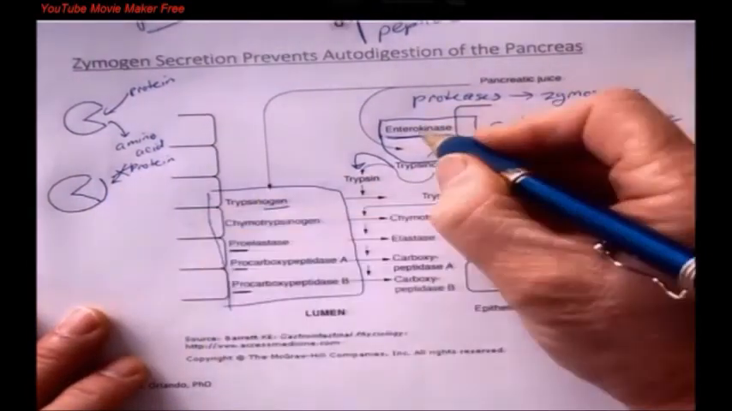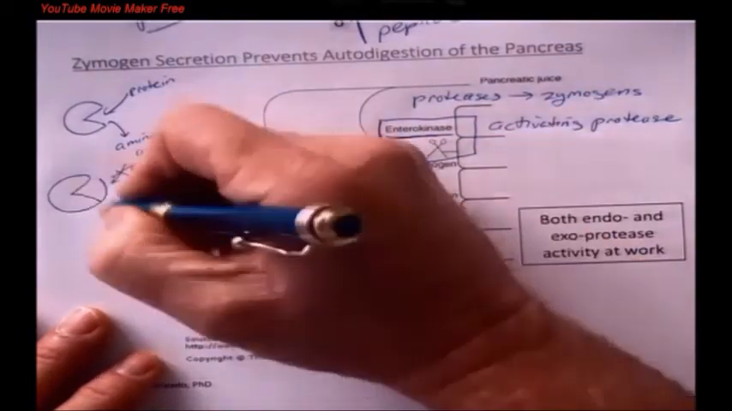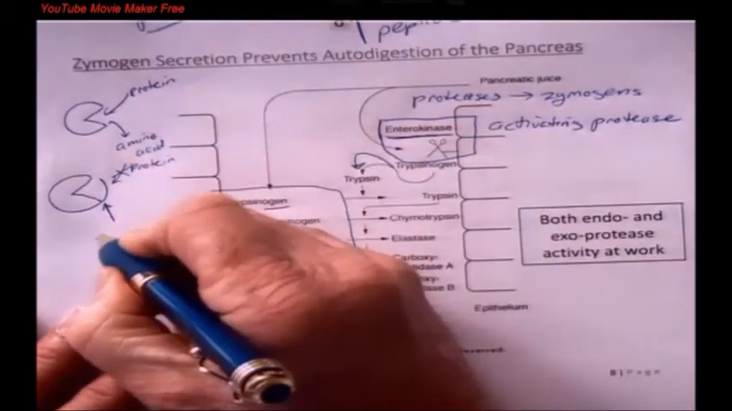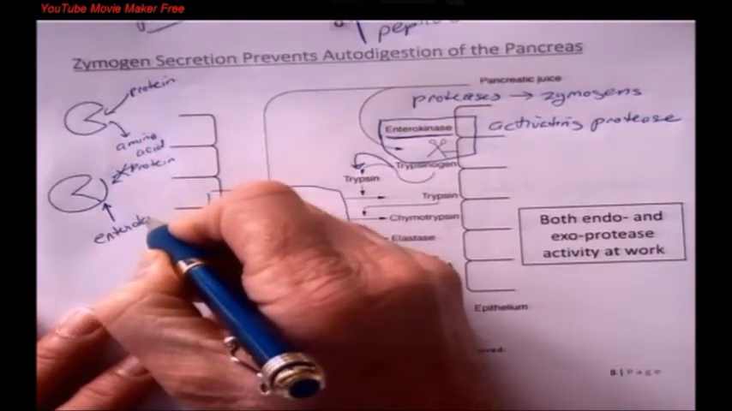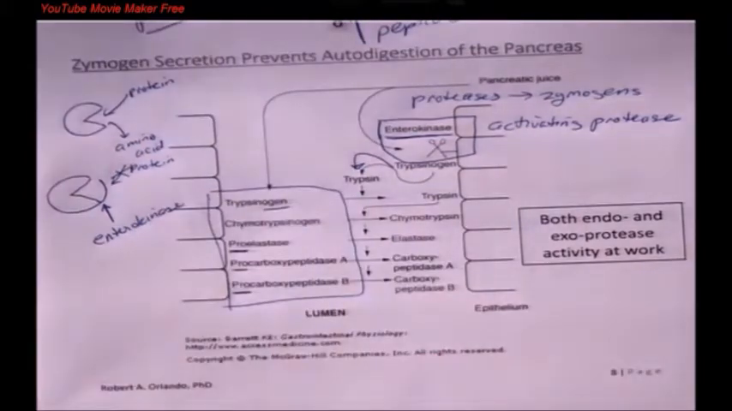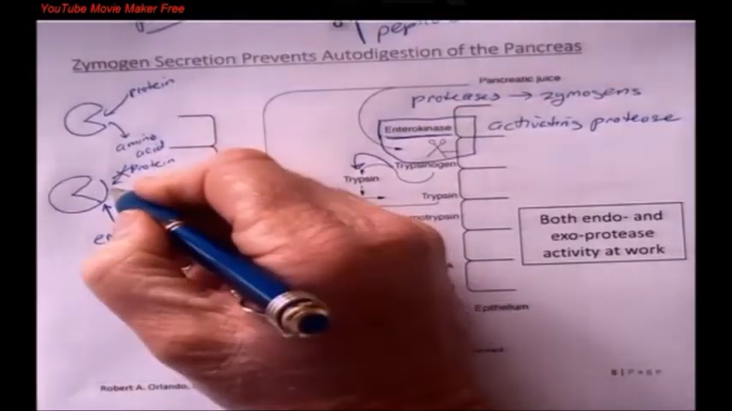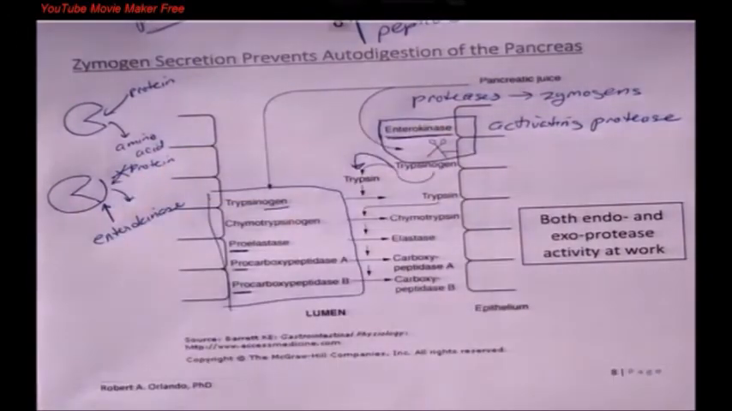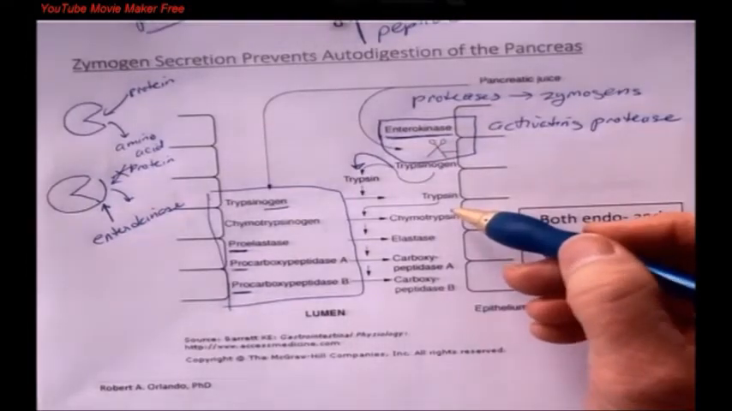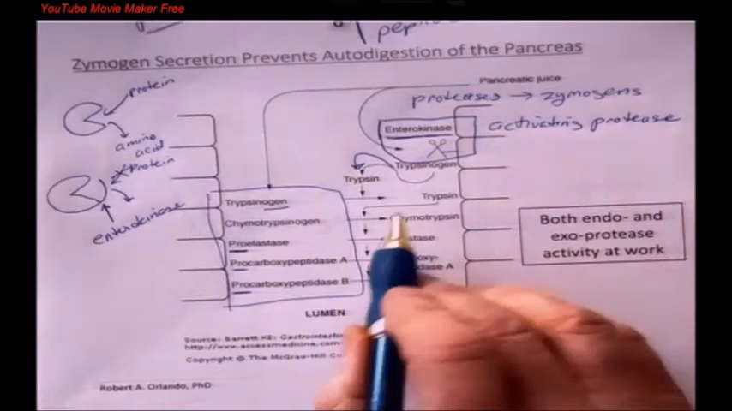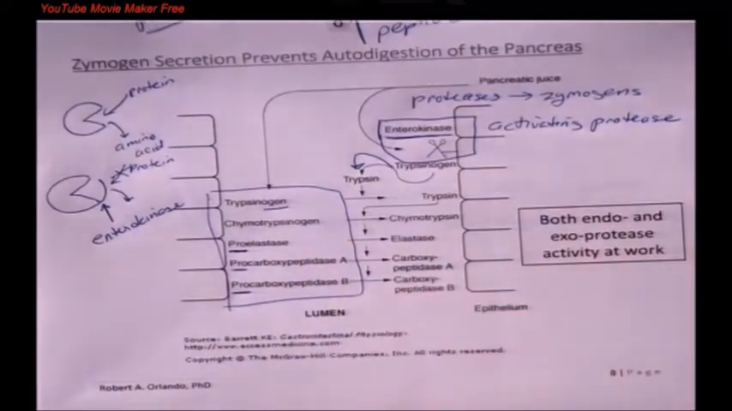What the enterokinase is doing to trypsin is cleaving that site. It's actually performing a proteolytic cut to release this peptide, now opening up the active site of trypsin. What trypsin then does is it goes out and now activates all of the other proteases. So it's a cascade effect. So now we have all of our active enzymes.